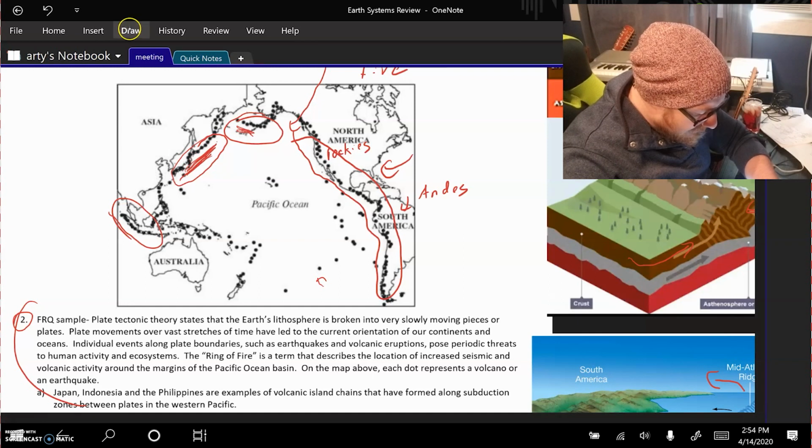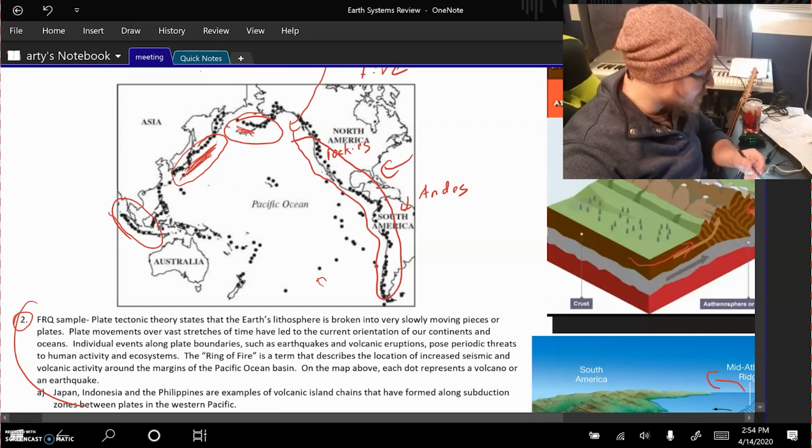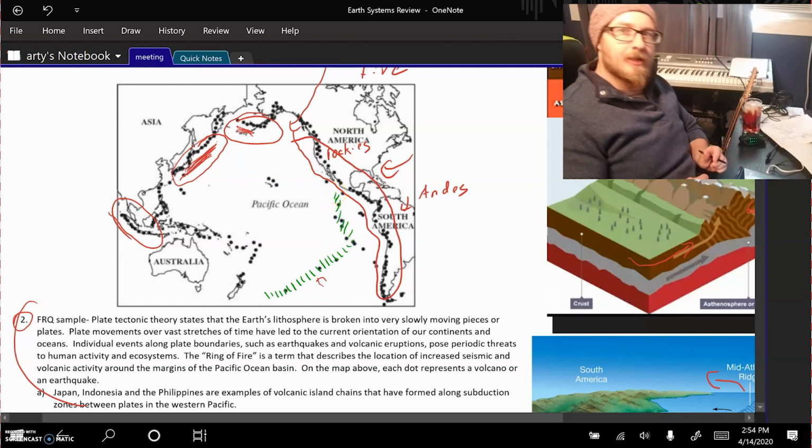And I'm going to draw this in a different color. Let's change this to maybe, you know what? I like green. Let's go with green. And everywhere where I'm drawing these green lines is where you're going to get a divergent plate boundary.